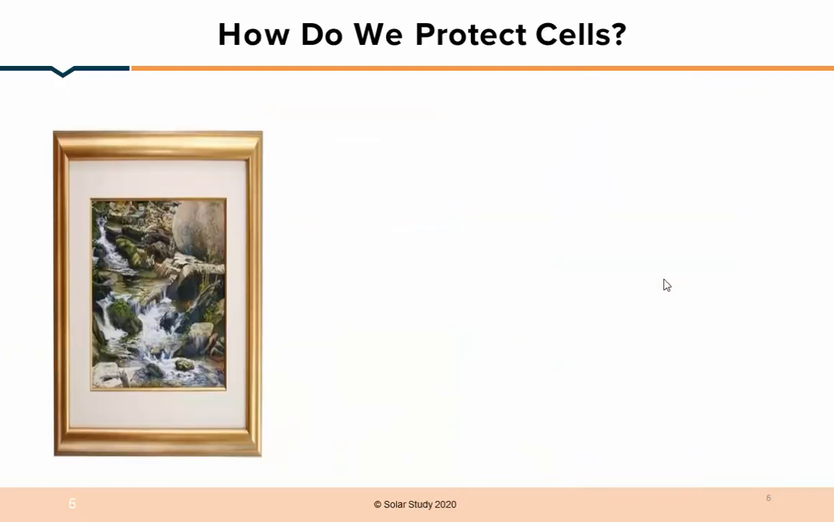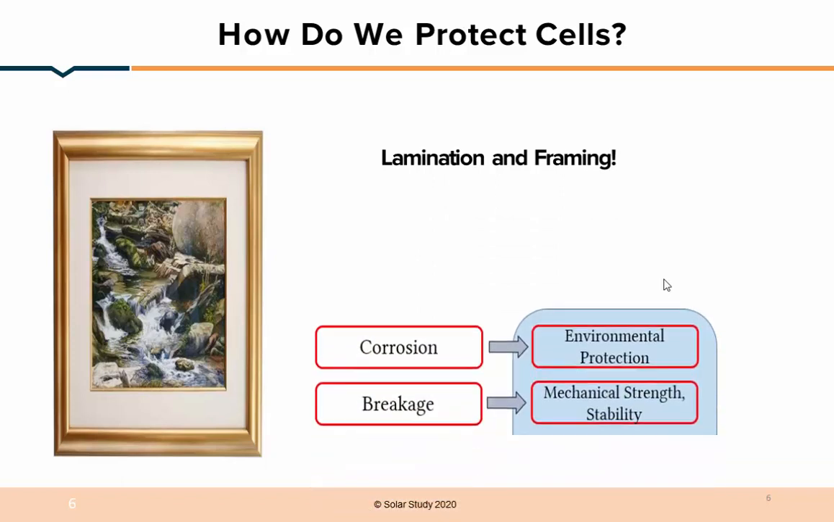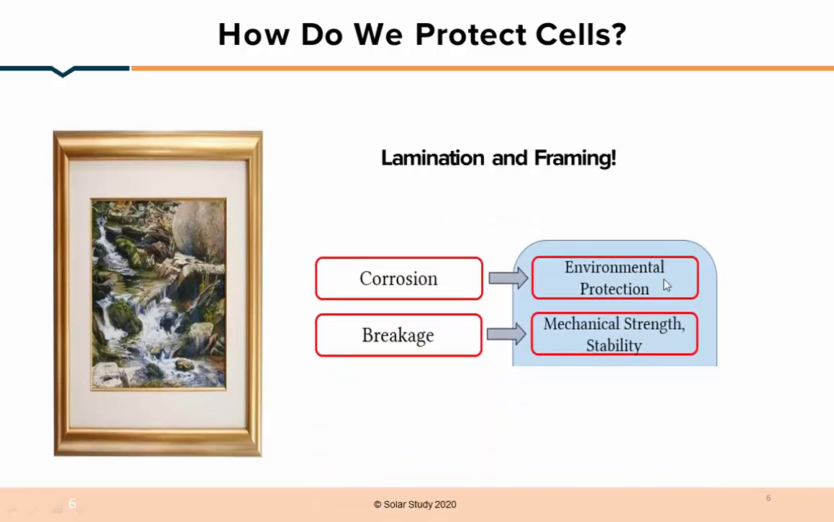So how do we protect the cell? First of all, we know how we protect photos, which is by laminating them. Similarly, we have to do lamination and framing for our solar cell in order to prevent corrosion and breaking, right? We have to do environmental protection. How can I reduce breaking? By adding a side frame, as you can see here. In a solar module, that frame is called the aluminum frame. So that will give the mechanical strength.